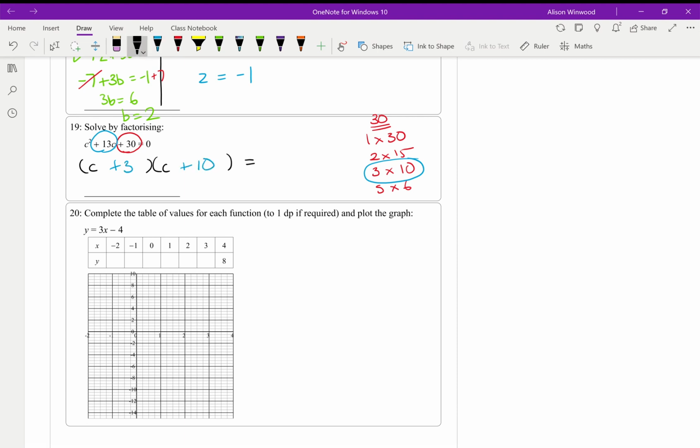Now they multiply to equal 0. So either it's the first bracket that equals 0, or it's the second bracket that equals 0. First bracket tells me that c is negative 3, and the second one tells me that c equals negative 10.